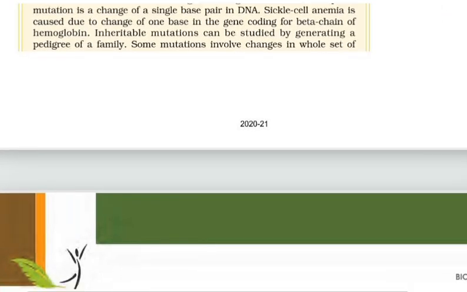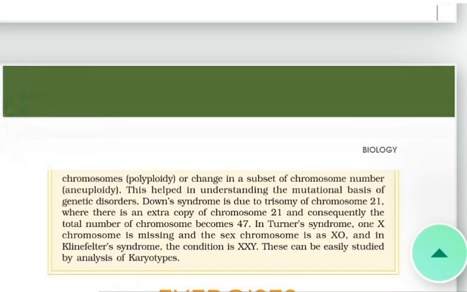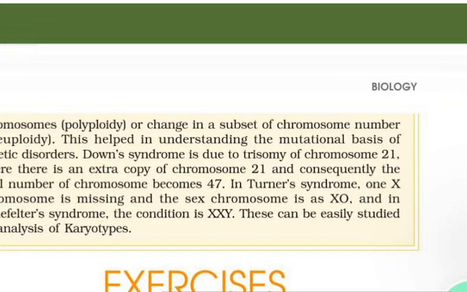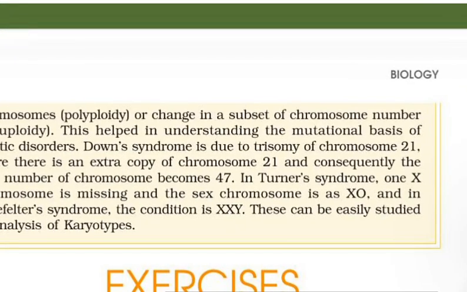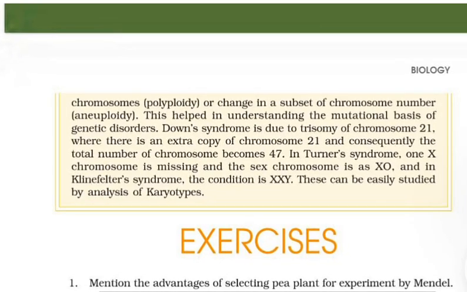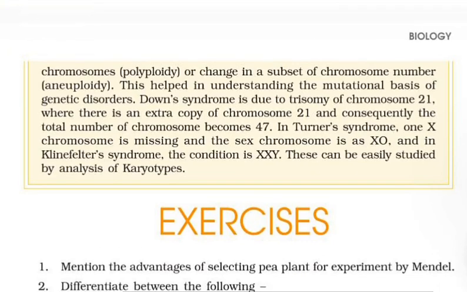Mutation is defined as changes in the genetic material. A point mutation is a change of a single base pair in DNA. Sickle cell anemia is caused due to change of one base in the gene coding for the beta chain of hemoglobin. Inheritable mutations can be studied by generating a pedigree of a family. Some mutations involve changes in a whole set of chromosomes, that is polyploidy, or change in a subset of chromosome number, that is aneuploidy. This helped in understanding the mutational basis of genetic disorders.